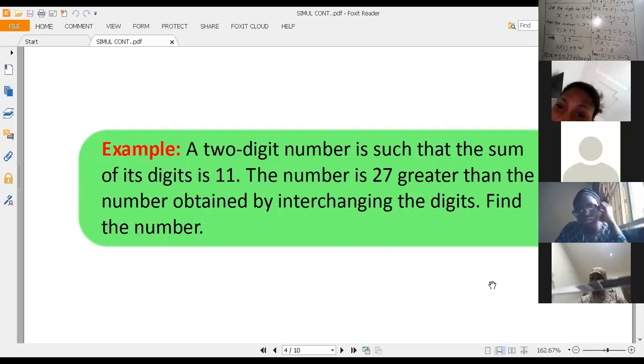So you have your x to be 7 and your y to be 4, and you can actually test. When you put the values of x and y, you realize that you get the answer. If x is 7, y is 4, 7 plus 4 will give you 11. So it's very easy to test. All right.